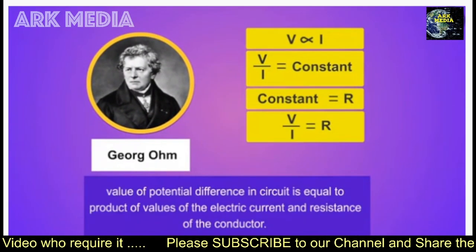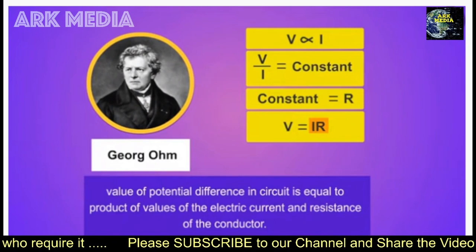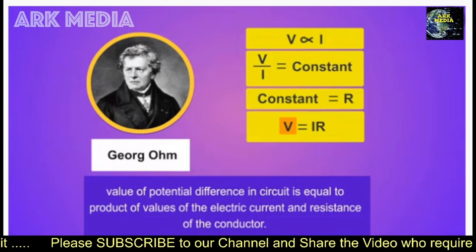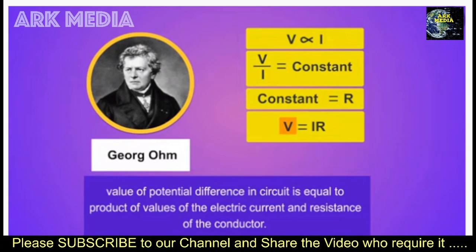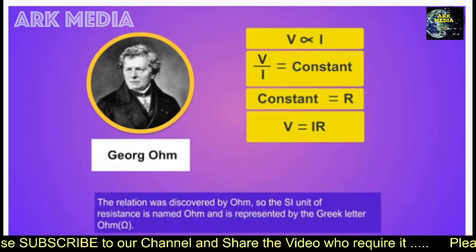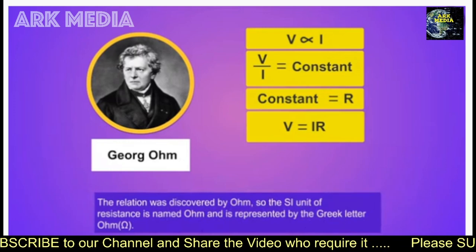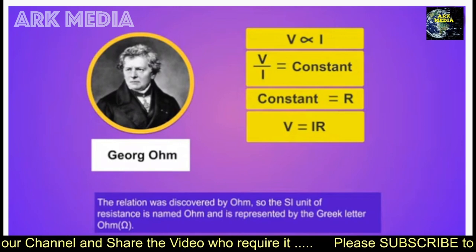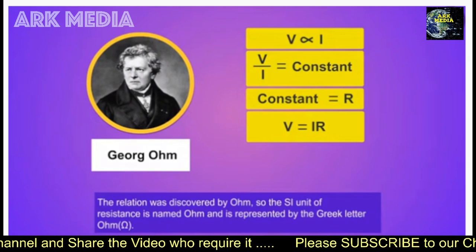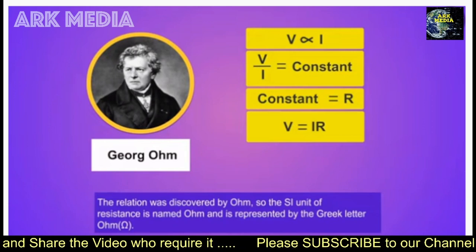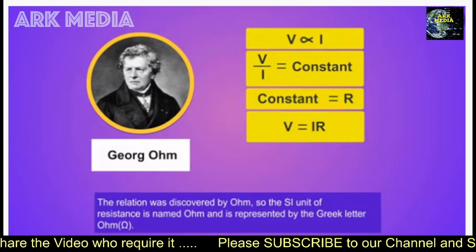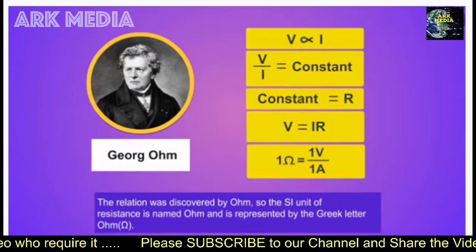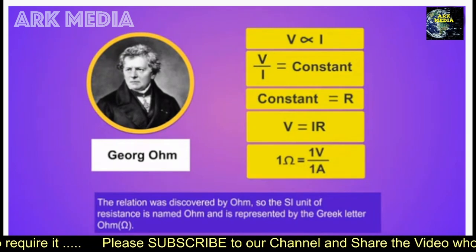According to Ohm's law, it can be said that the value of potential difference in a circuit is equal to the product of values of the electric current and resistance of the conductor. The relation was discovered by Ohm, so the SI unit of resistance is named Ohm and is represented by the Greek letter omega. If the potential difference across the two ends of a conductor is 1 volt and the current through it is 1 ampere, then the resistance R of the conductor is 1 ohm. That is, 1 ohm is equal to 1 volt upon 1 ampere.